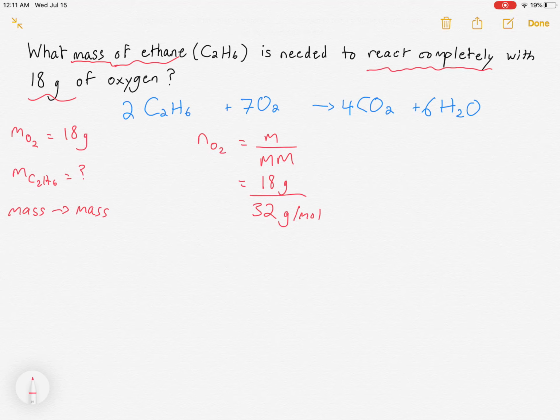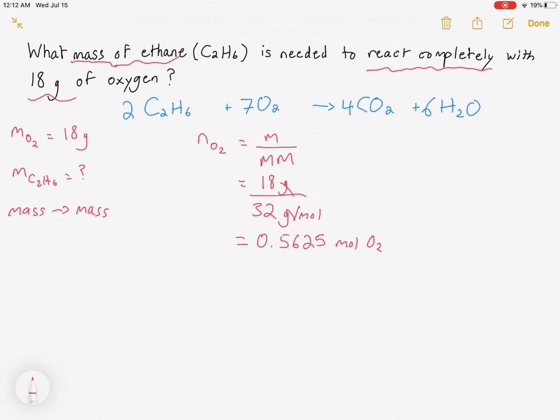Now, I've set up my mole equation and I want to find the number of moles. So 18 grams divided by 32 grams per mole will equal 0.5625 moles of oxygen. I'm not going to round this yet. I'm leaving this as is. I don't want to round anything too early in my solution, otherwise it could give me a wrong answer. I'm always going to wait until the very end to round anything. So, right now, we have the moles of oxygen.